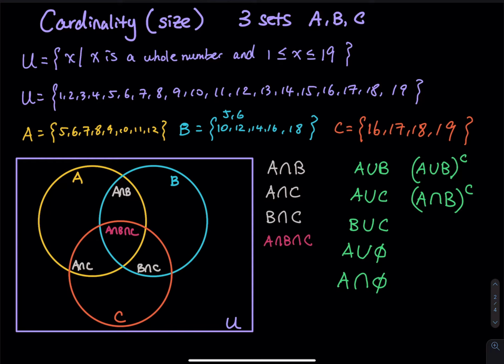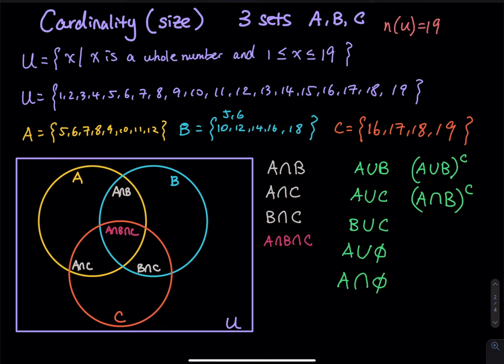What is the cardinality? The cardinality is the size. So how many elements do you see in the universal set? The answer is there are 19 elements. So we write n of the universal set is equal to 19.